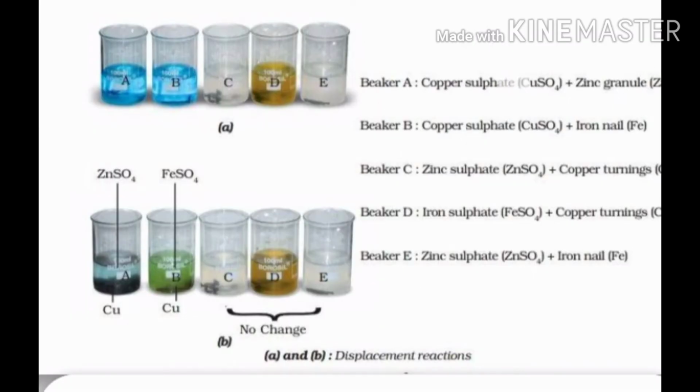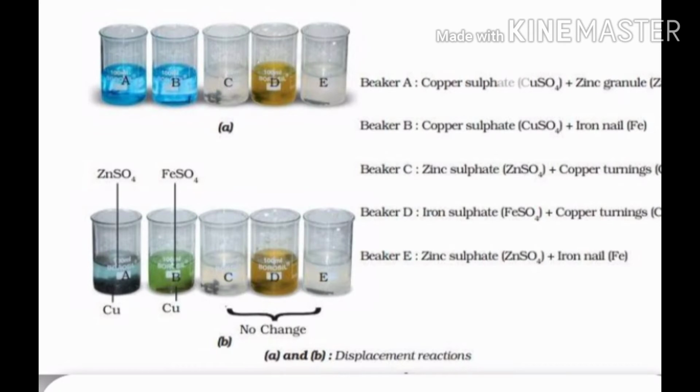Take a look at these beakers A, B, C, D and E. In beaker A, copper sulfate solution and zinc granules are added. In beaker B, in copper sulfate solution, an iron nail is added. In beaker C, in zinc sulfate solution, copper turnings are added. In beaker D, in iron sulfate solution, copper turnings are added. And in beaker E, in zinc sulfate solution, iron nails are added. We'll keep these beakers for some time and look at the change later.